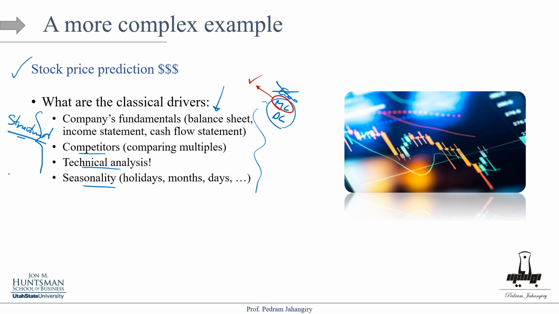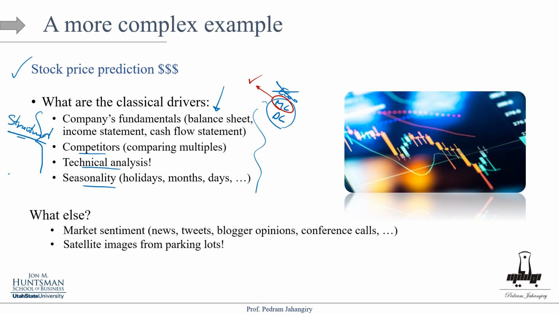But what if I want to add more information, right? What is that more information? Let's say market sentiment. This is a big deal in today's world. For example, looking at Twitter, what's going on in Twitter is a big deal, right? So what if I want to track what's going on in the news, look at Twitter, bloggers' opinions, conference calls, and et cetera, right?